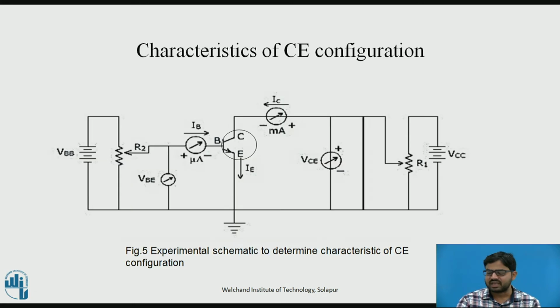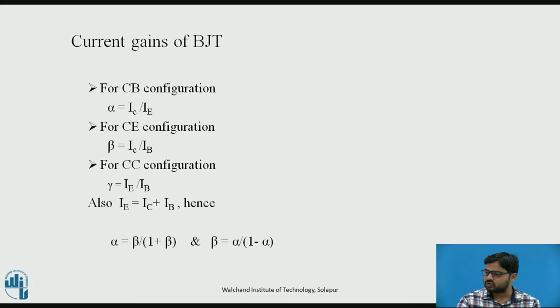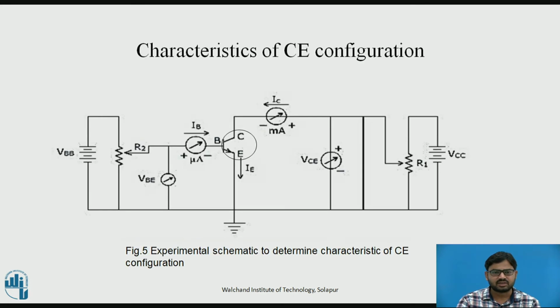This is the experimental setup for determining the characteristics of the CE configuration. The CE configuration is most widely used as compared to the CB and CC configurations. To determine the input voltage, VBE voltmeter is there. To determine the input current, IB is there; IB is a very small current, so it is in microamperes. To determine the output voltage, VCE voltmeter is there. And to determine the output current, milliampere is used here.